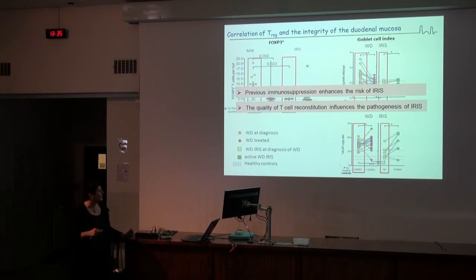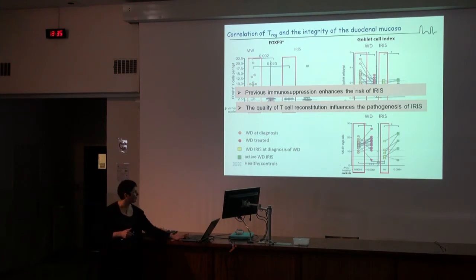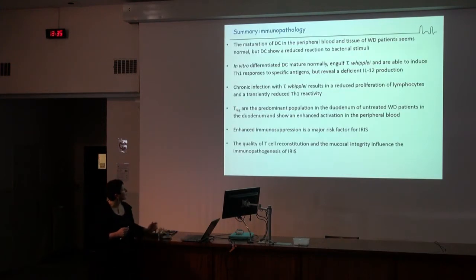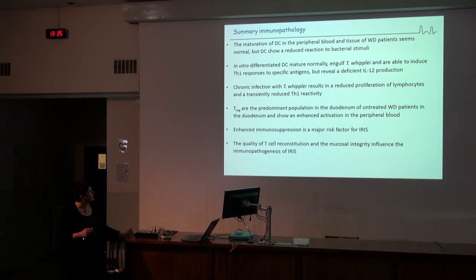So to summarize, previous immune suppression enhances the risk of getting an IRIS, and the quality of the T-cell reconstitution influences the pathogenesis of IRIS. So here's just a short summary of immunopathology.